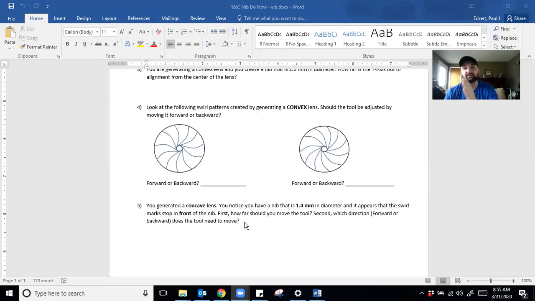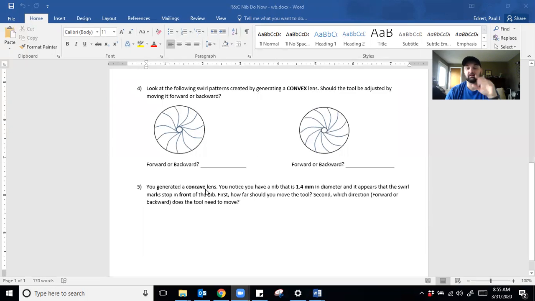However, the move is not. How much you move is not. So for number 5, it says you have a concave lens. You notice you have a nib that's 1.4 millimeters in diameter. Right there, everyone should know how far I have to move this.